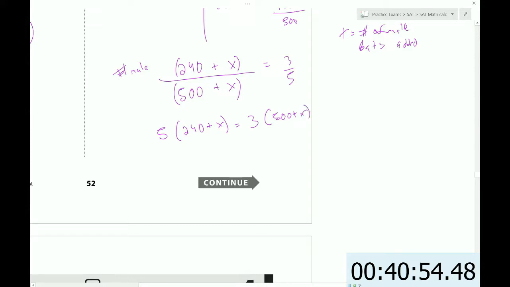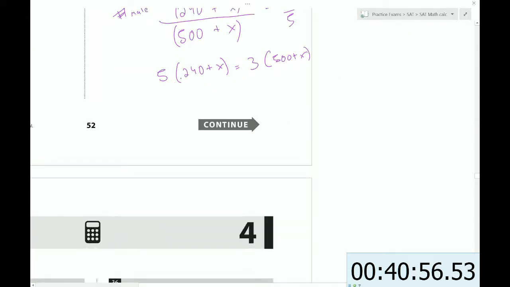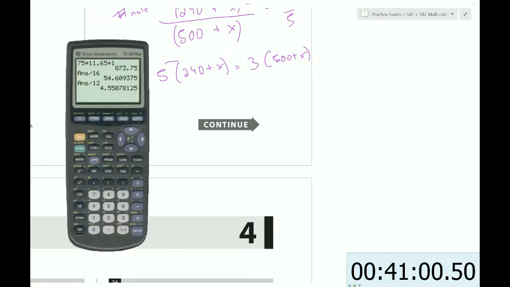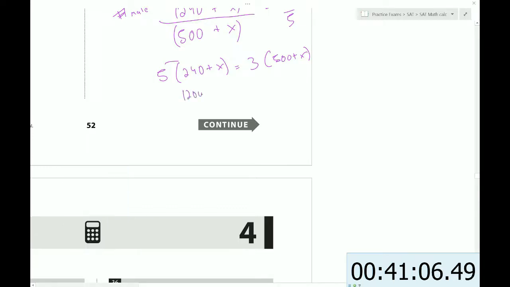Okay? We distribute the 5. So that gives us, let's see, just use our calculator, why not? 5 times 240, and that's 1200. So 1200, and don't forget to distribute also to the other piece. That's going to equal 3 times 500, which is 1500, plus, and don't forget to distribute that, 3x.